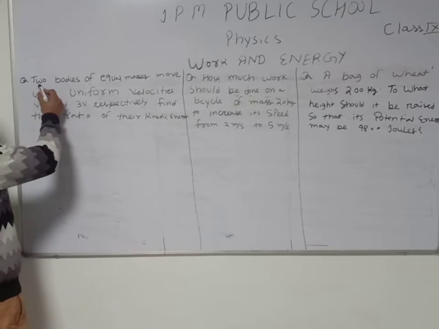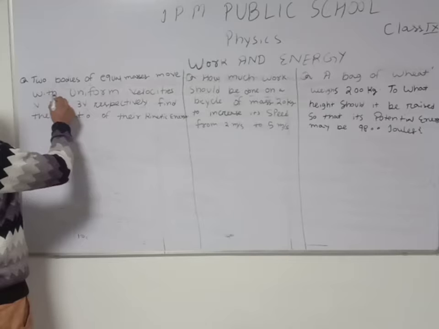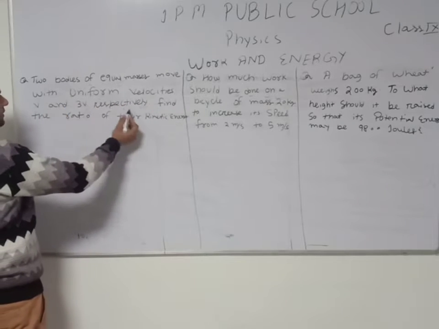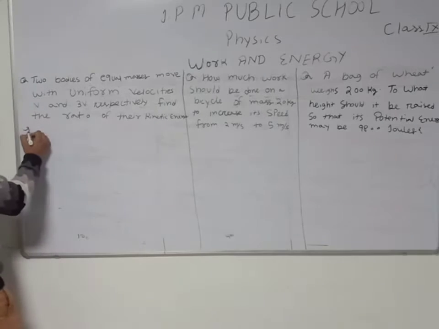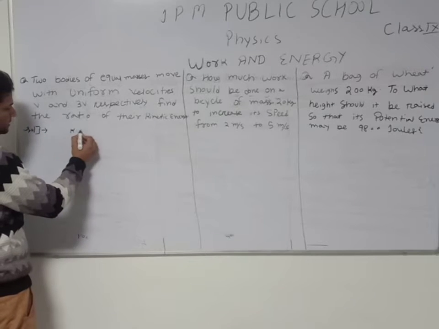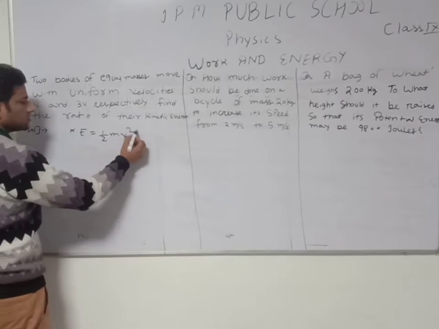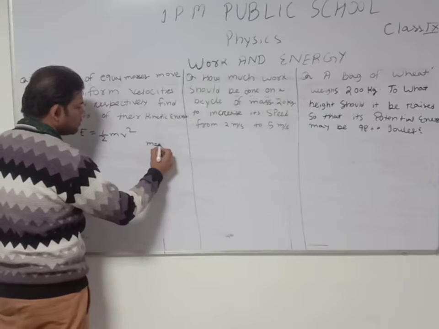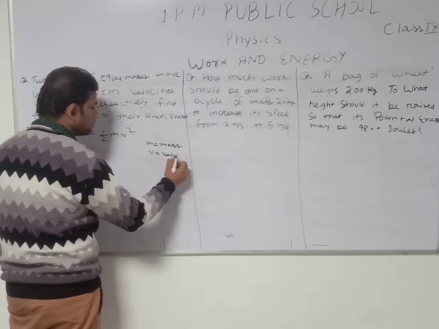So first numerical is: two bodies of equal mass m move with uniform velocity v and 3v respectively. Find the ratio of their kinetic energy. Student, yesterday I explained that the formula for kinetic energy is kinetic energy equal to half m v square, where m equal to mass, v equal to velocity.